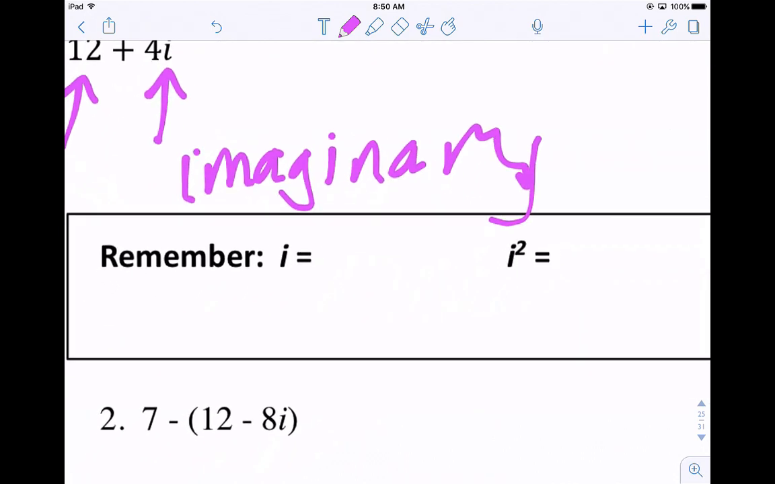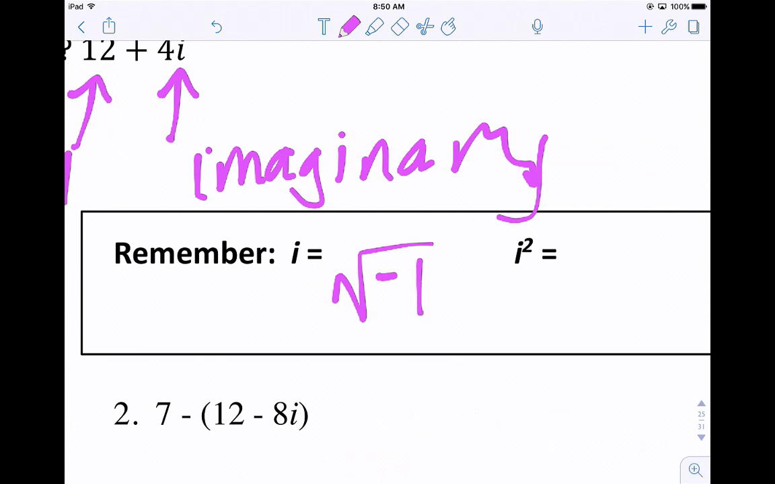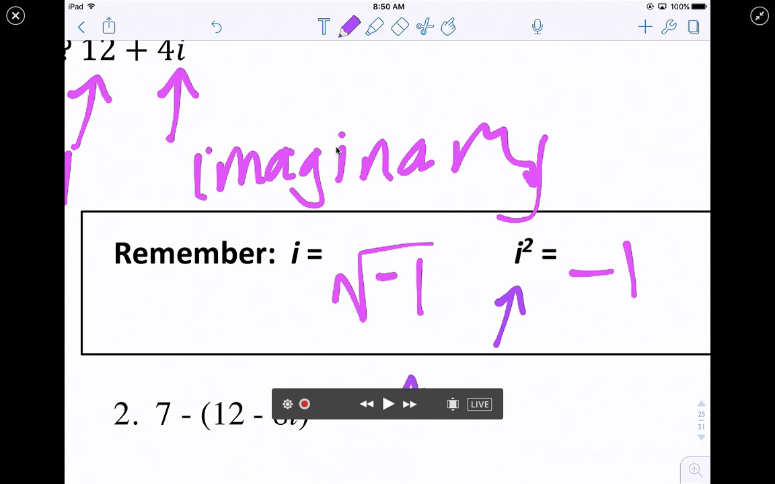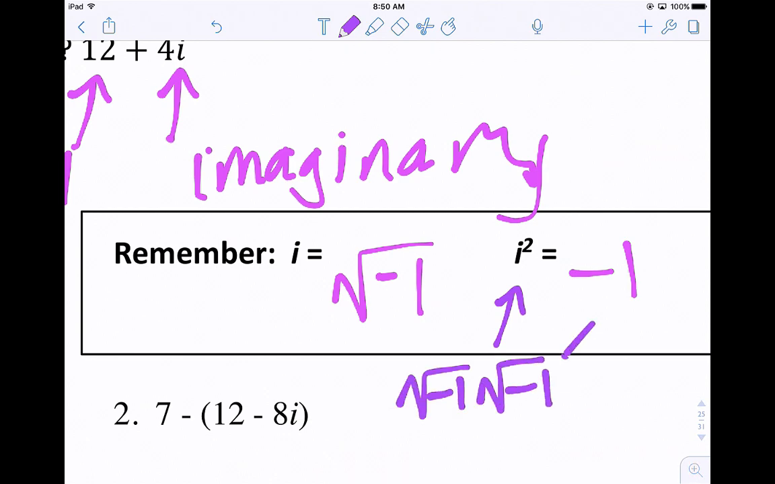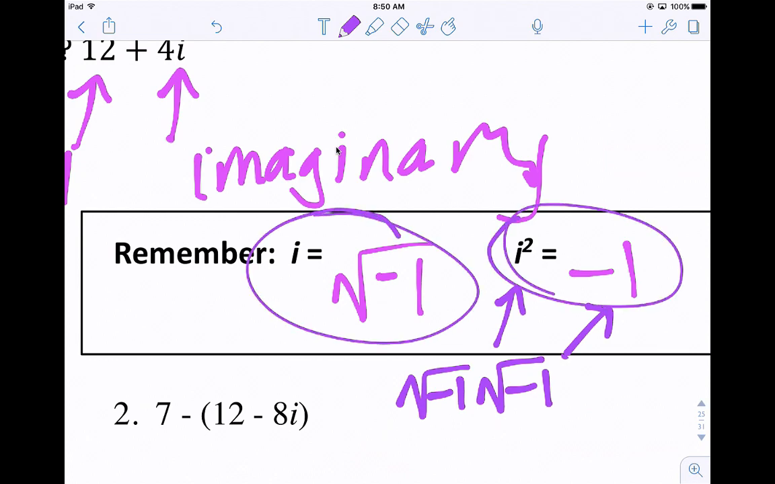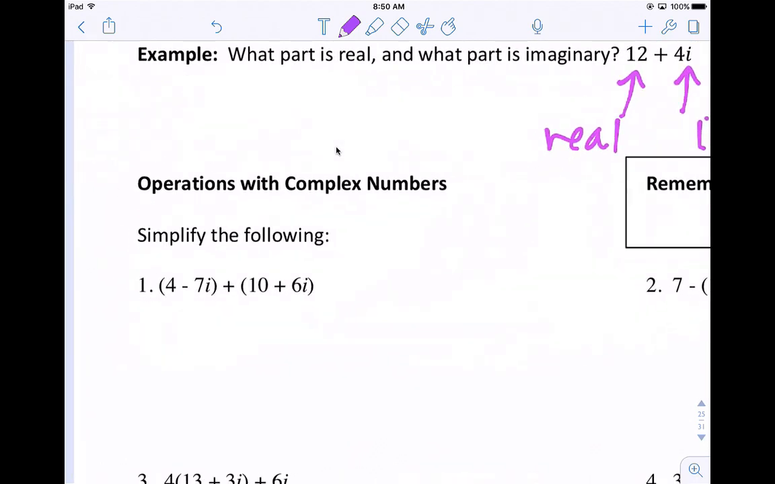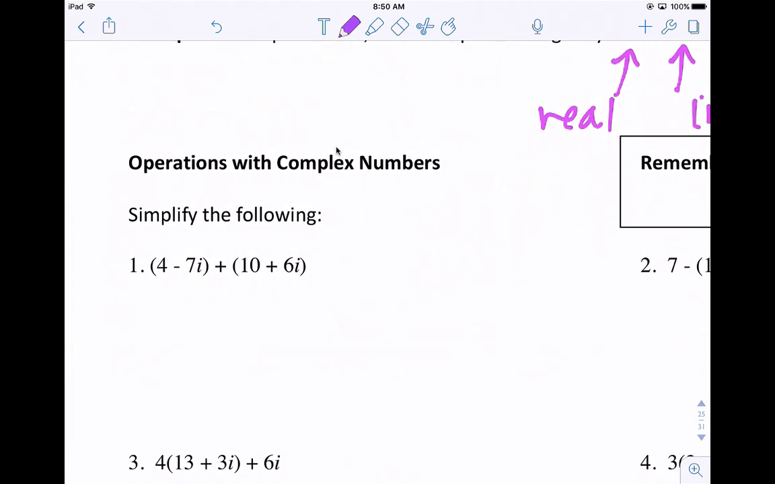You need to remember that i is the square root of -1, and if we do the square root of -1 times the square root of -1, that does give us -1. So i squared is -1. Again, that comes from the square root of -1 times the square root of -1. The square roots cancel, and we get -1. So if you remember these two things, you can do the quadratic parts with imaginary numbers, and you can do operations with complex numbers.